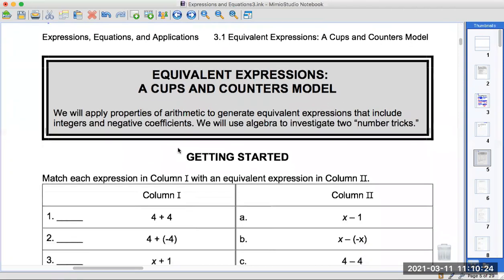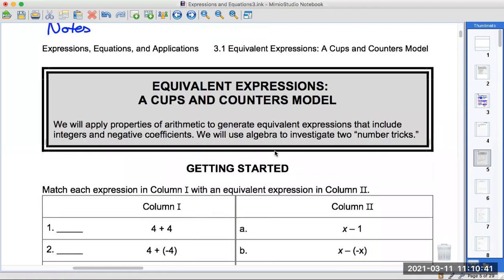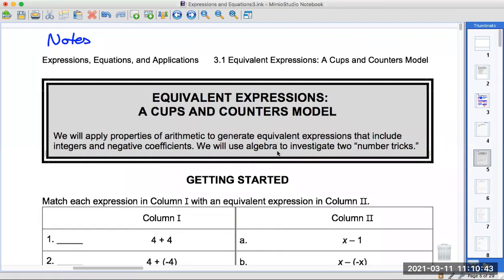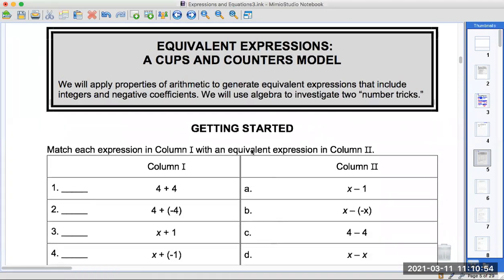What's a coefficient? 3 is a coefficient. It's a number that's in front of a variable that tells us how many x's we have. We have 3 of these x's. That's called a coefficient. We will use algebra, which uses symbols like x, y, and so on, to investigate 2 number tricks. I'm skipping the number tricks right now. We'll do it in class.